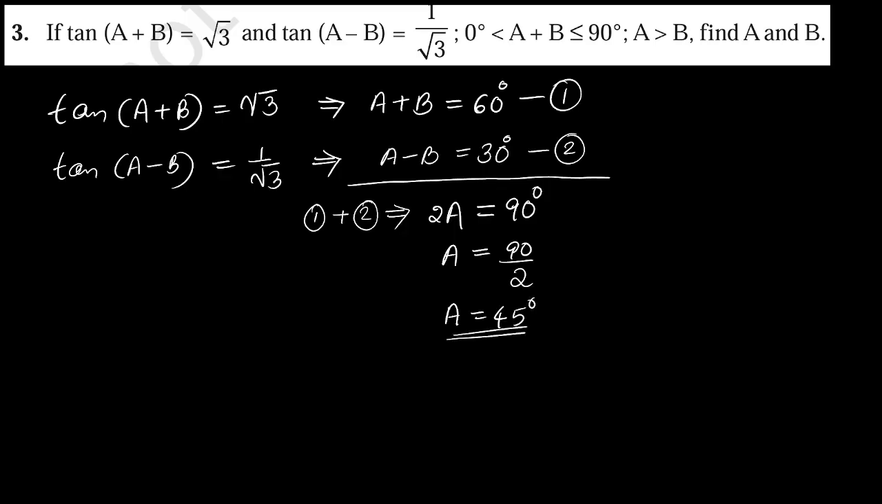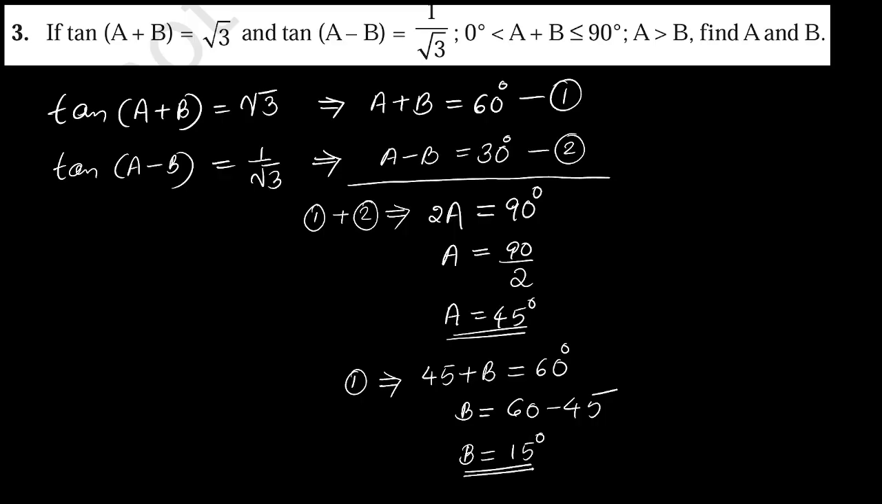Substitute a equal to 45 degree in any of the equations. Let me put it in equation number 1. 45 plus b equal to 60 degree. I am putting a equal to 45. 60 minus 45. I hope you understood. Okay, simple step. 15 degree. A equal to 45 degree and B equal to 15 degree.